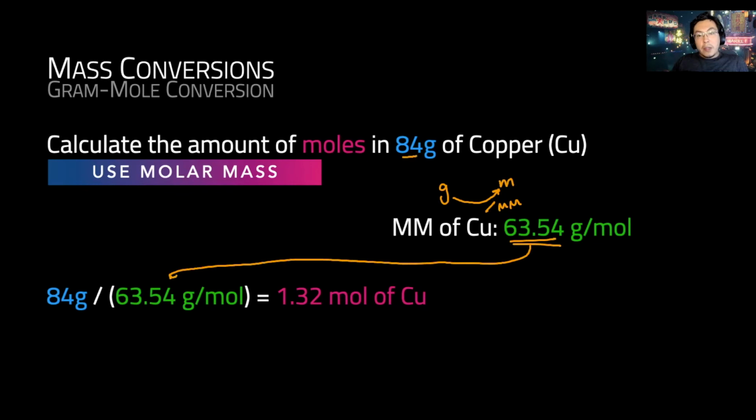And in this case, they're giving us 84, right? So we're gonna have the 84 grams divided by the 63.54 grams per mole. At the end, our answer is going to be 1.32 moles of copper. I'm not doing the entire thing, but at the end, you're going to be able to cancel grams, and the unit that you will be having as a reminder is going to be moles.